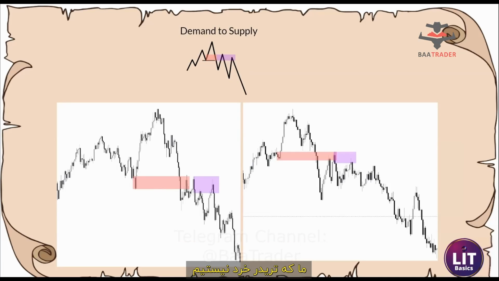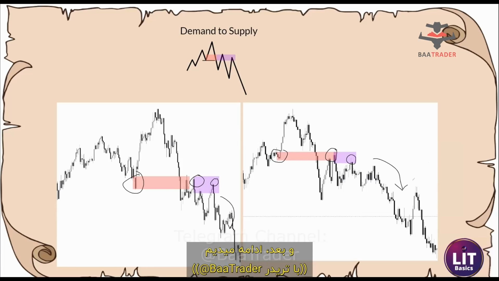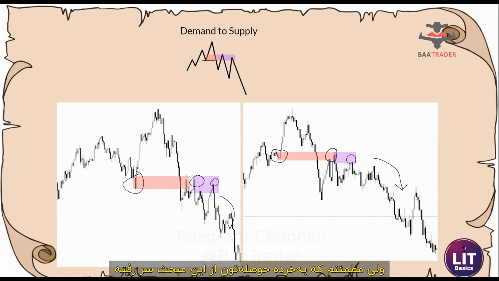We're not retail traders. So again, demand creates the supply, which comes back, and then we continue. But I'm sure you're a little bit bored of this now.